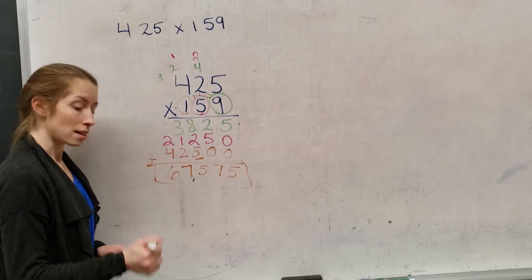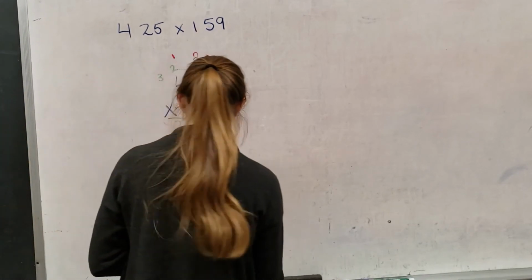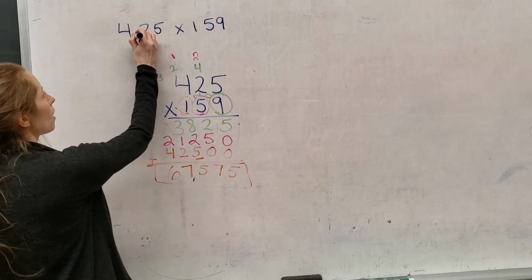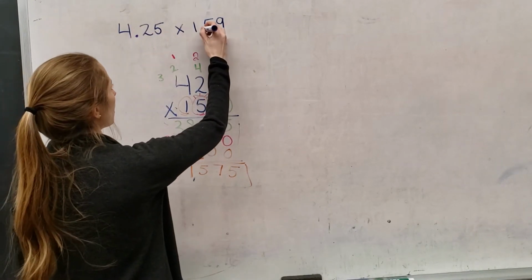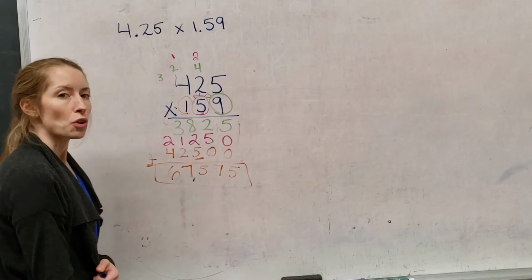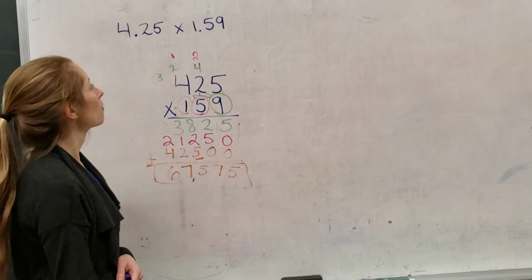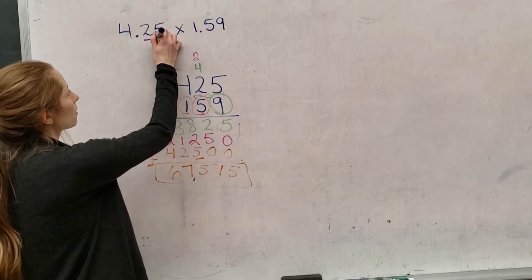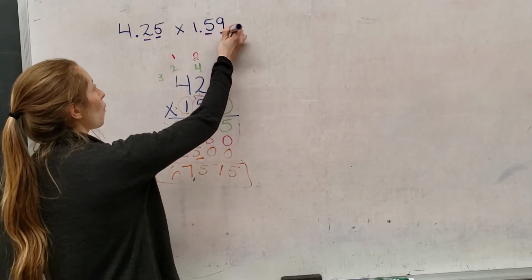ignore the decimal point until the end? Well, we're at the end, it's time to add that decimal point back in. So if you remember, my original numbers were 4.25 and 1.59. So I'm going to count the number of digits I have in the decimal place of both my factors. So 1, 2, 3, 4.